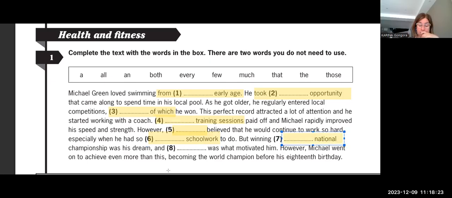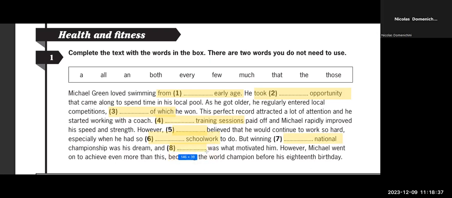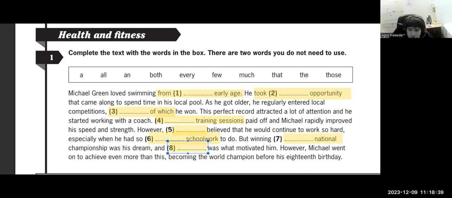And number eight? Yes, number eight. That was. Very good. And that was what motivated. What is that referencing to? The national championship. Yes. Very good. Winning the national championship. Very good, people. Well, did you all get it correct? Yes. Very good. There you go.